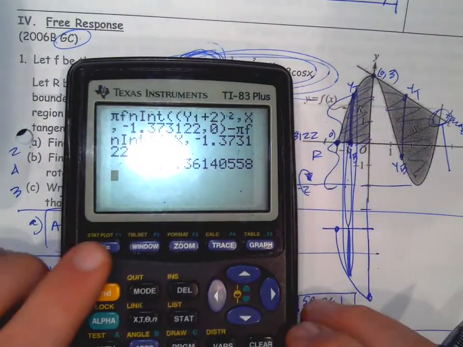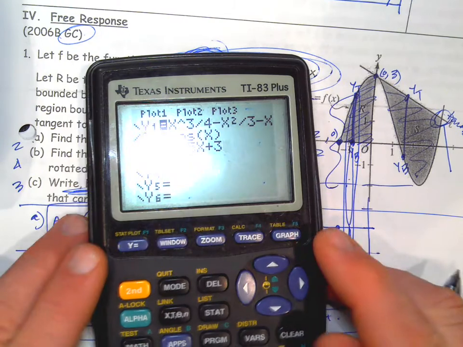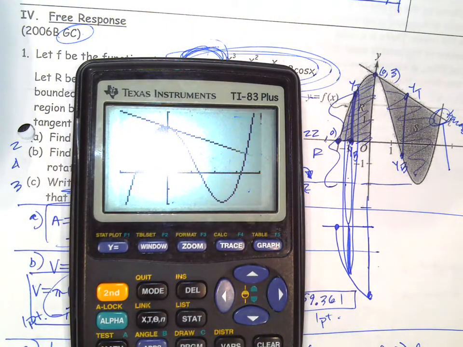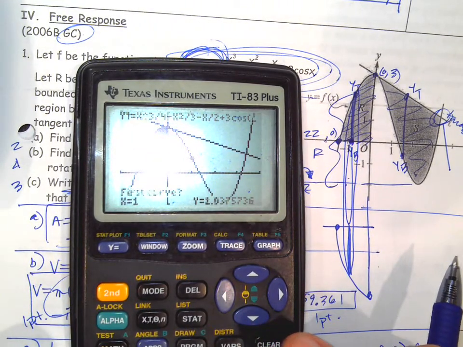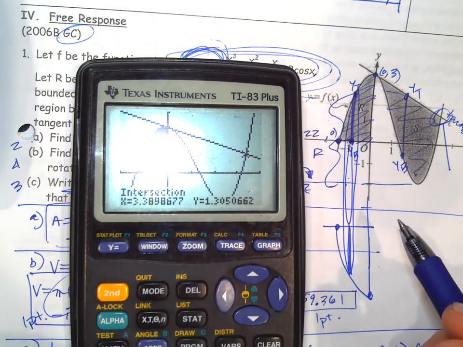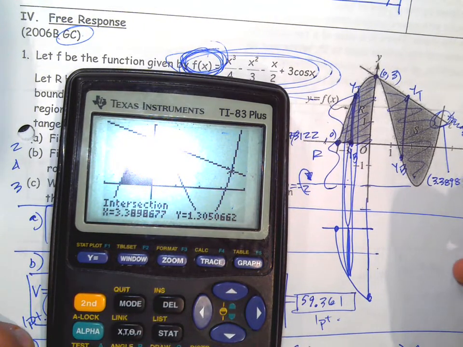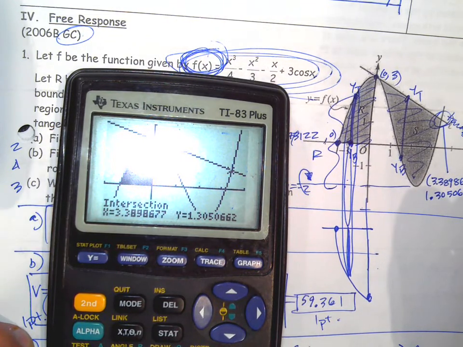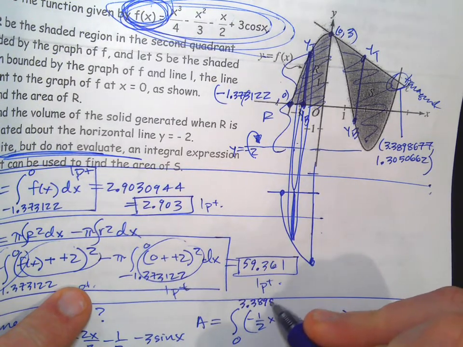If we want to do that, we go to y, add our tangent line, negative 0.5x plus 3, and graph it. Then we find the intersection: second calc, 5, first curve, second curve, guess 3.5, otherwise it's going to find this one. So I'm going to write that: 3.3898677, comma, 1.3050662. You better carry more than 3 decimal places in the middle of your work. That's your upper limit, 3.3898677.